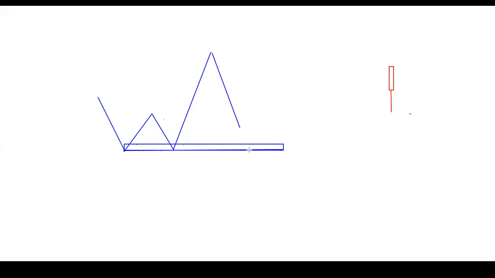All right, so like I said, what we do is we fib from low to high on the buy model and let the price retrace into the zones. Okay, and let's go through the charts real quick.